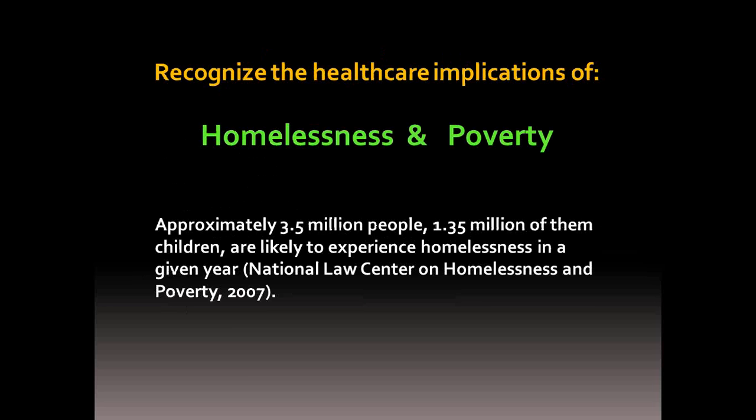All right, let's talk about homelessness and poverty. A lot of times this plays into our elderly. Now, I went to look for some statistics, and unfortunately, the latest statistic that is out was 2007. But in 2007, approximately 3.5 million people, 1.33 million of those were children, are homeless in every given year. Now, it is estimated that in the year 2012, this number had doubled. So we're looking at potentially 7 million people in the United States of America that are homeless.